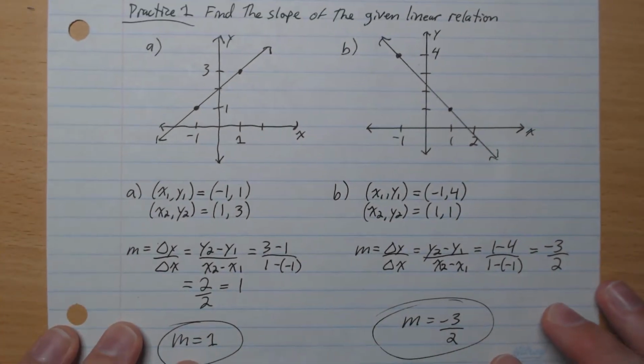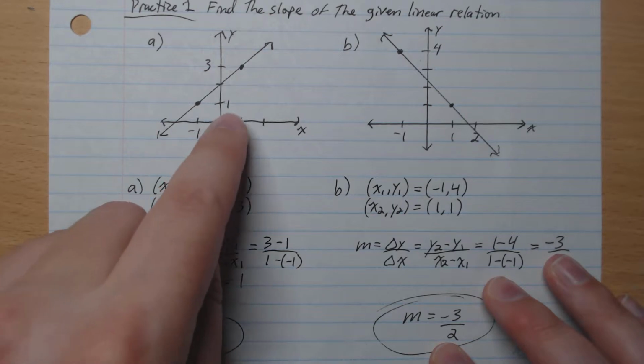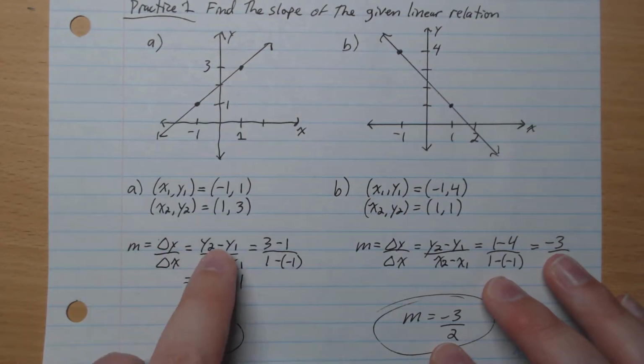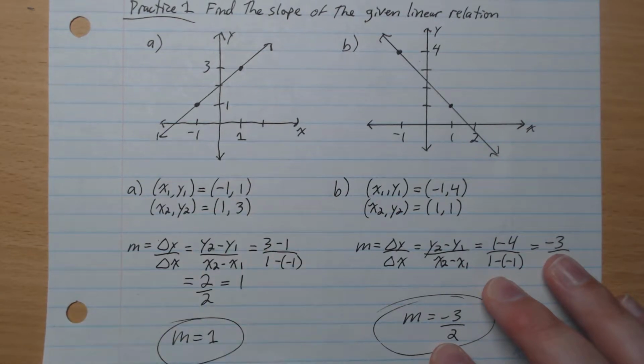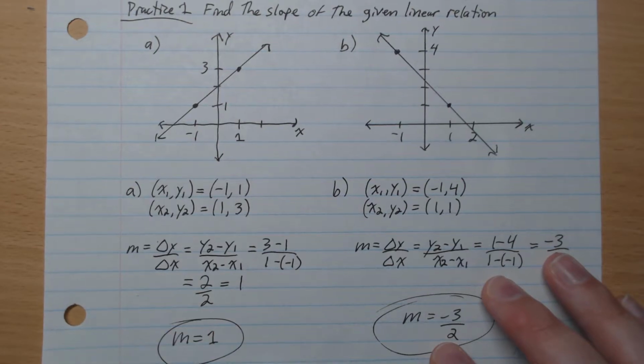Okay, so for A, our first point here is negative 1, 1. Our second point is 1, 3. So we're going to go y2 minus y1, so 3 minus 1. x2 minus x1, 1 minus negative 1. So this is 2 on the top, 1 plus 1, 2 on the bottom. So the slope here is 1.